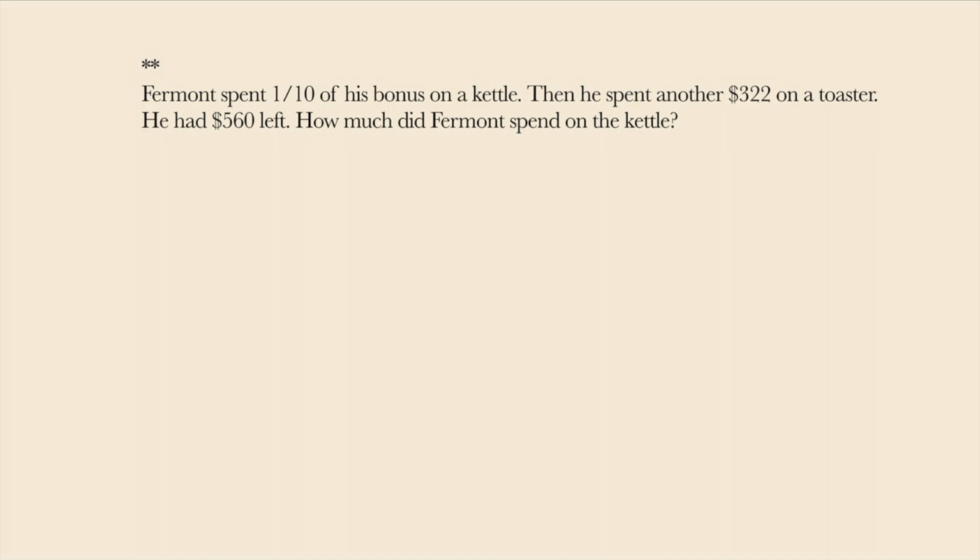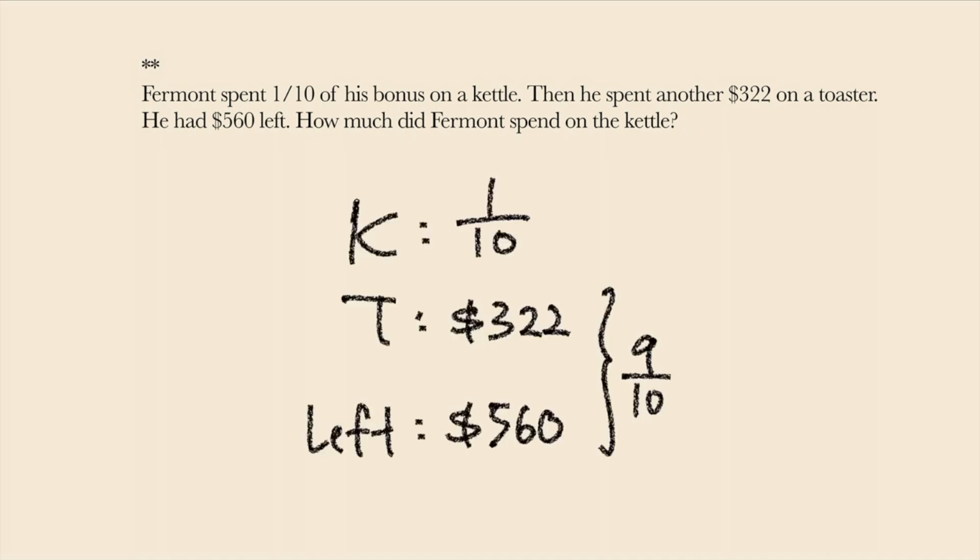Next up, Vermont spent 1/10 of his bonus on a kettle. Okay, so that's 1/10. Now, he spent another 322, so that's an actual number of dollars on the toaster. He had 560 actual dollars left. Now, if this is 1/10, the other must add up to become 9 units out of 10 units.